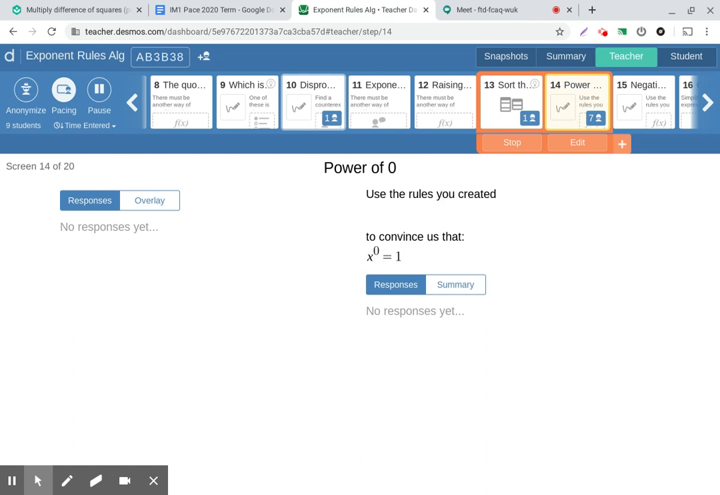I just need... You could do the one where you could do the 3 cubed. No, you could do 3 to the 4th divided by 3 to the 4th. Yeah, we did it earlier. Yeah. So you do any number to any power divided by the same number to the same power.